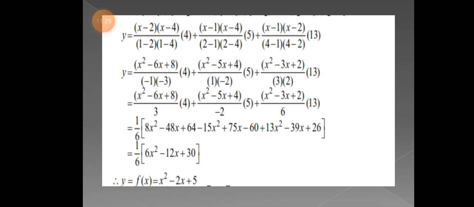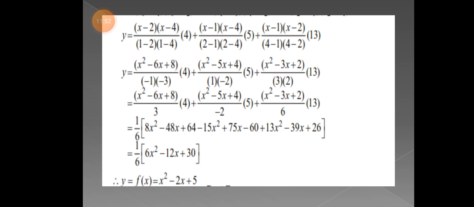So first, in the first case, x square minus 6x plus 8 into 4 has been given. So 4x square minus 6x plus 32 will come, and in the next case we'll have 5x square minus 25x plus 20 will come, and in the next case 13x square minus 39x plus 36 will come.